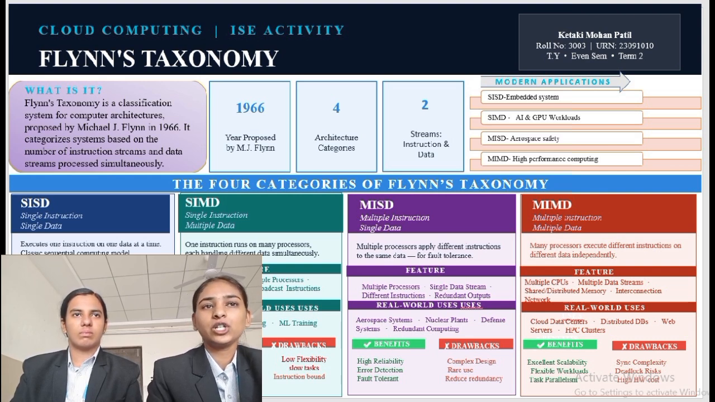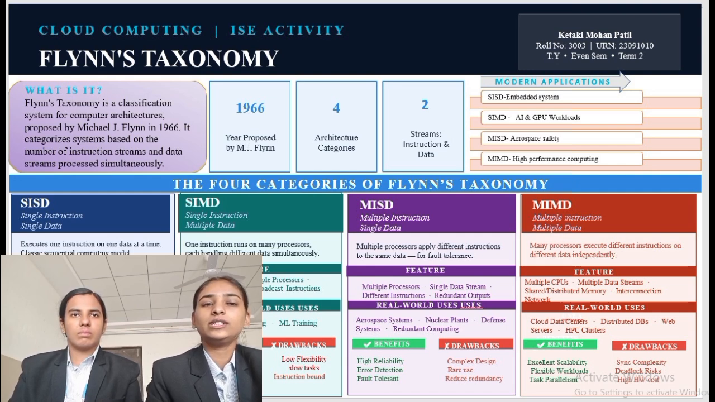Coming to the advantages of this architecture, it is highly scalable compared to the remaining architectures. We can easily increase or decrease the number of processors, and we can handle the workload very easily. Then flexibility means different tasks or operations are performed simultaneously. And also task parallelism means multiple operations are working at the same time.